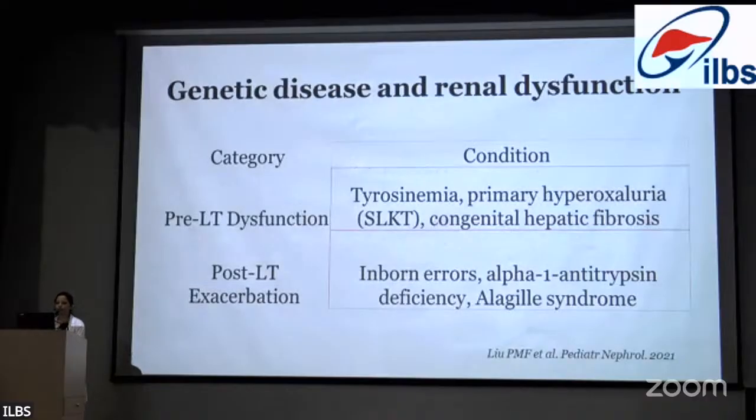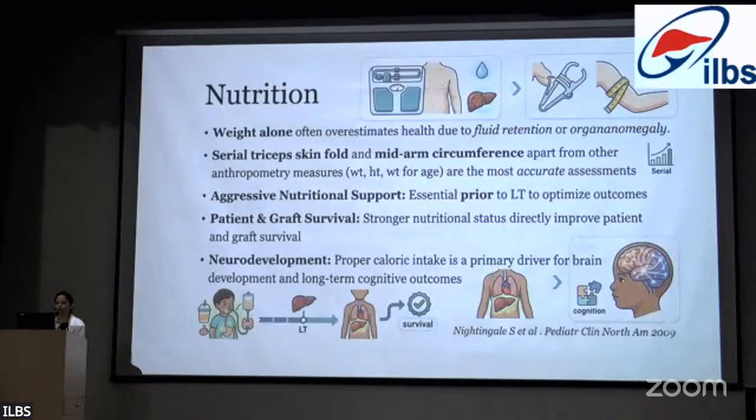These are the genetic diseases and associated renal dysfunction. Pre-LT dysfunction is seen in tyrosinemia, primary hyperoxaluria, which requires SLKT, and congenital hepatic fibrosis. Post-LT exacerbation is seen in alpha-1 antitrypsin deficiency and Alagille syndrome.